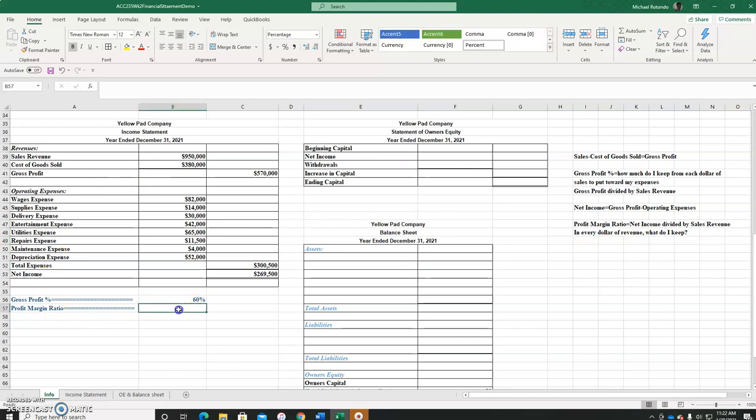So here what we have to do is take the 269,500 and divide it by the 950. I'm sorry, not the 570, the 950. So we end up with 28%. So out of every dollar you're earning, you get to keep 28 cents. So that's a very good return on what you're earning. So it'd be hard to earn that much on anything else.